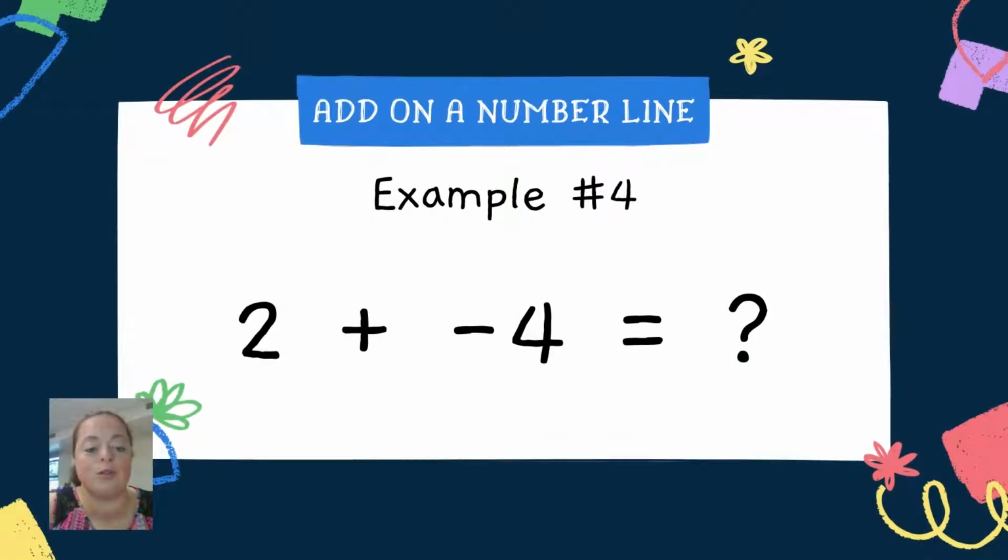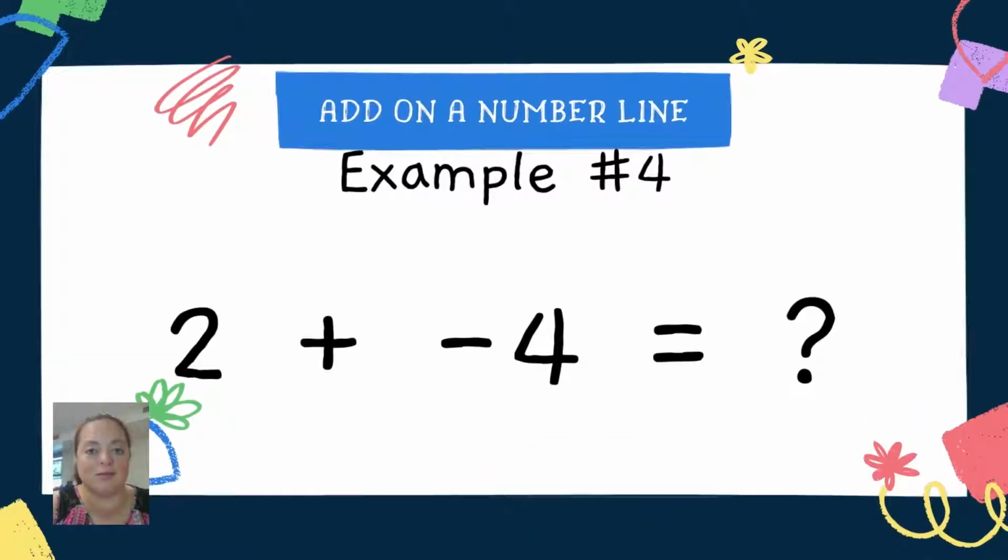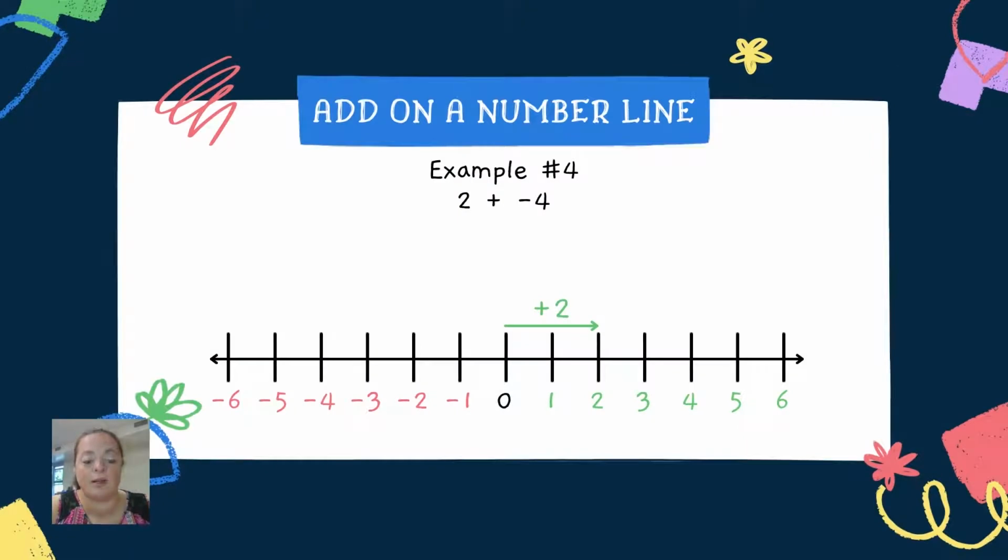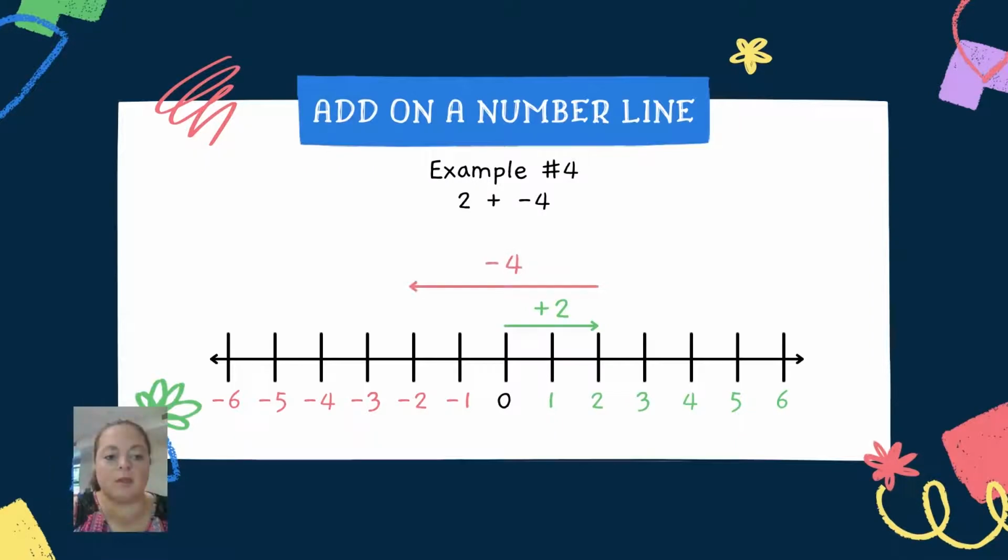Example 4, 2 plus negative 4. We always start at 0. Then to get to 2, we have to move 2 spaces to the right. Now we need to add negative 4. Remember, adding means we go to the right on the number line. But when we add a negative, we switch directions and go to the left on the number line. So we were at 2. Then when we go 4 spaces to the left on the number line, we end up at negative 2. So 2 plus negative 4 equals negative 2.